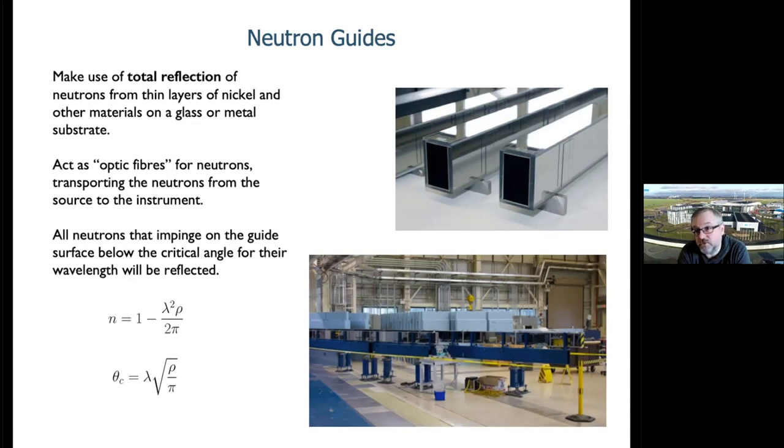And those of you who are working in reflectometry groups will be well familiar with this concept of total reflection for neutrons, in that just like with light, where you can get total internal reflection in something like an optic fiber by having different refractive indices, we can do exactly the same with neutrons, in the fact that if we put neutrons onto the surface below the critical angle for that given wavelength, then we get reflection.